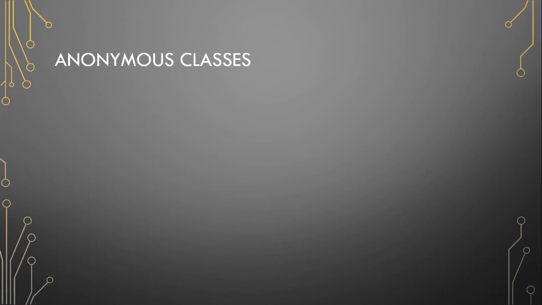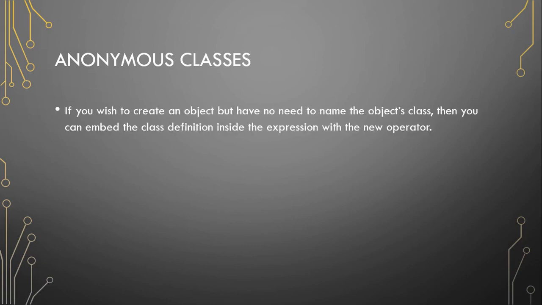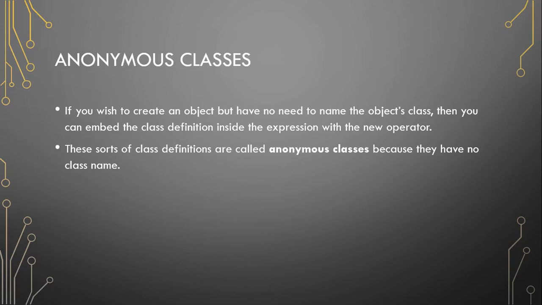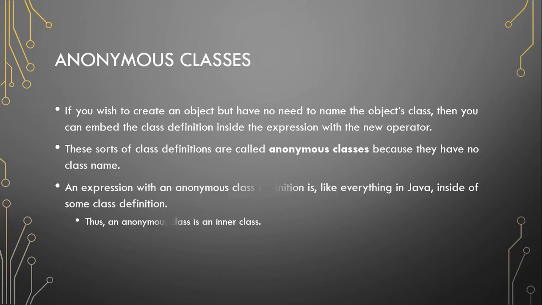All right. Last one that we're going to discuss, of course, is anonymous classes. This is more of the new thing for this lesson. If you wish to create an object, but you have no need to name the object's class, then you can embed the class definition inside the expression with the new operator. These sorts of class definitions are called anonymous classes because they have no class name. If you recall back in Programming 1, we had something called anonymous methods, which function the same way, except now we're taking that same idea and applying it to a class. It may not always be something you have to use, but it's just one more tool in your toolkit.